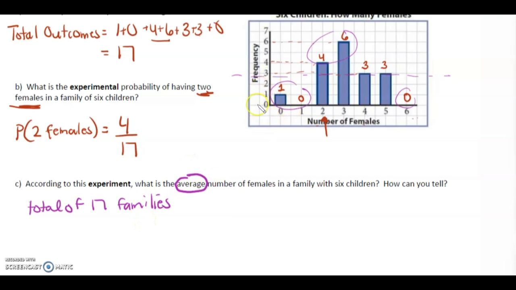Now let's actually count how many females are in total. For 0 females, there's going to be 0 females there, so we're not going to count that one. For 1 family, there's 0 females. Let's not count this. For 1 female, there's 0 families. Okay, so for 2 families, there are 4 females. So far we have 4 plus 4 females.